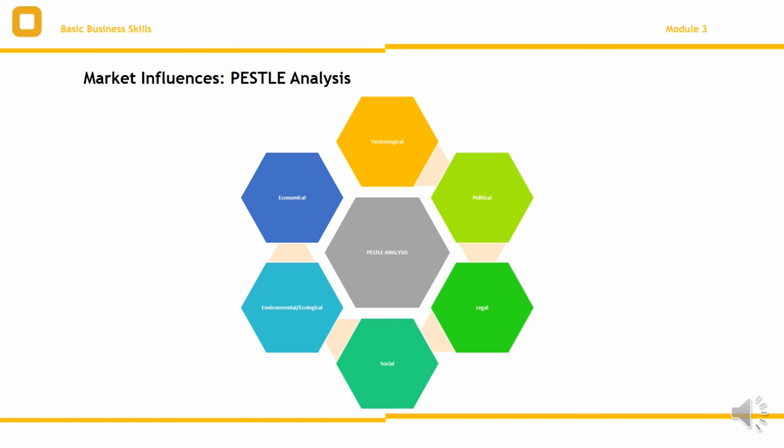You also need to understand what are social factors. Social factors refer to demographics, they refer to the population, they refer to culture, they refer to social trends. So as a business person, you need to understand these social factors because they are going to influence the behavior of your target market, the behavior of your customers.